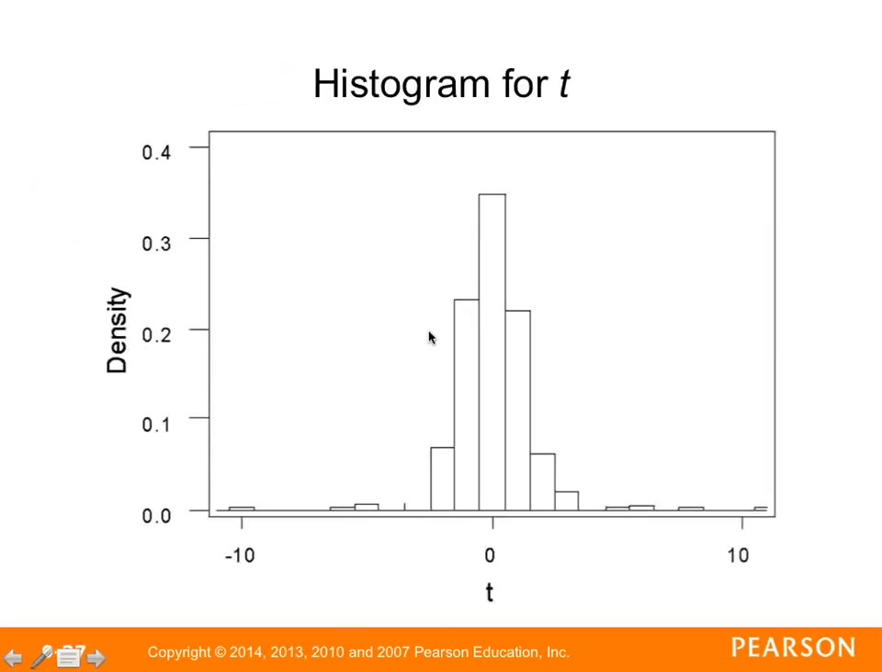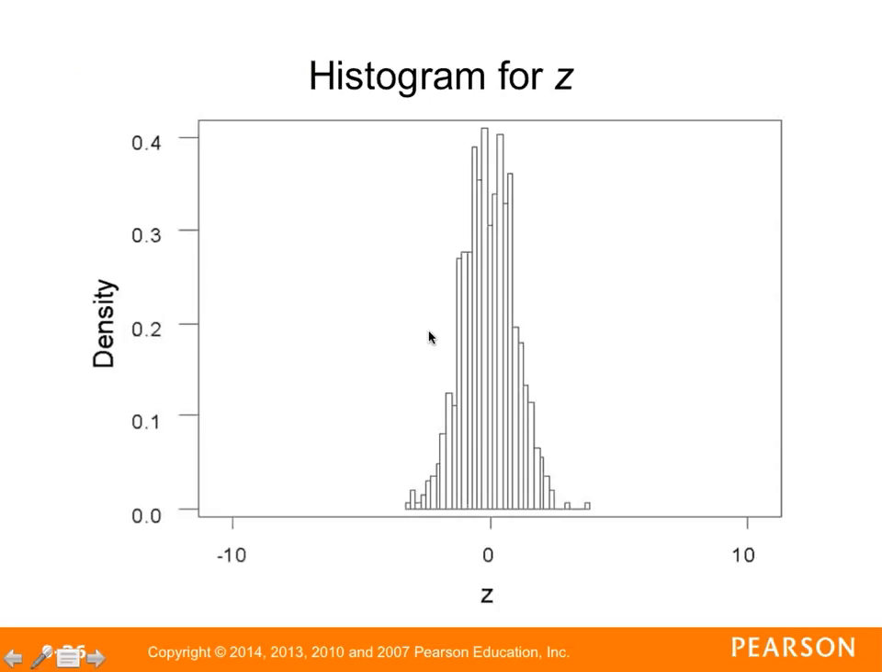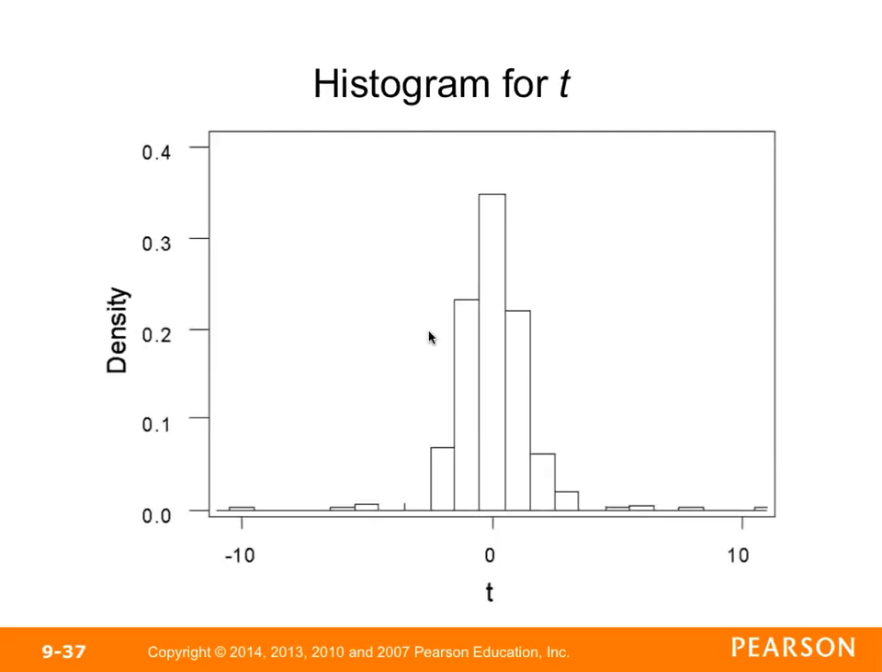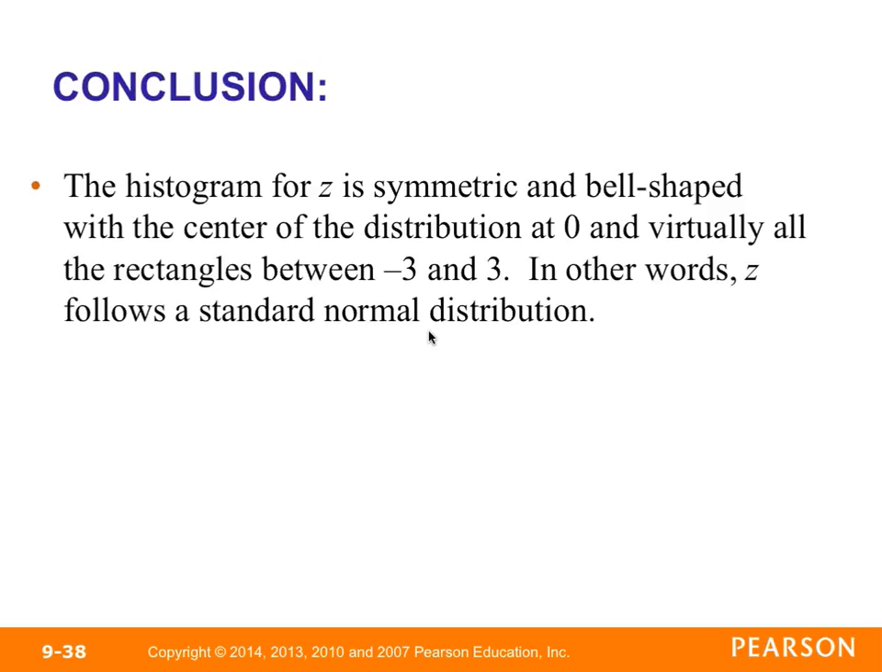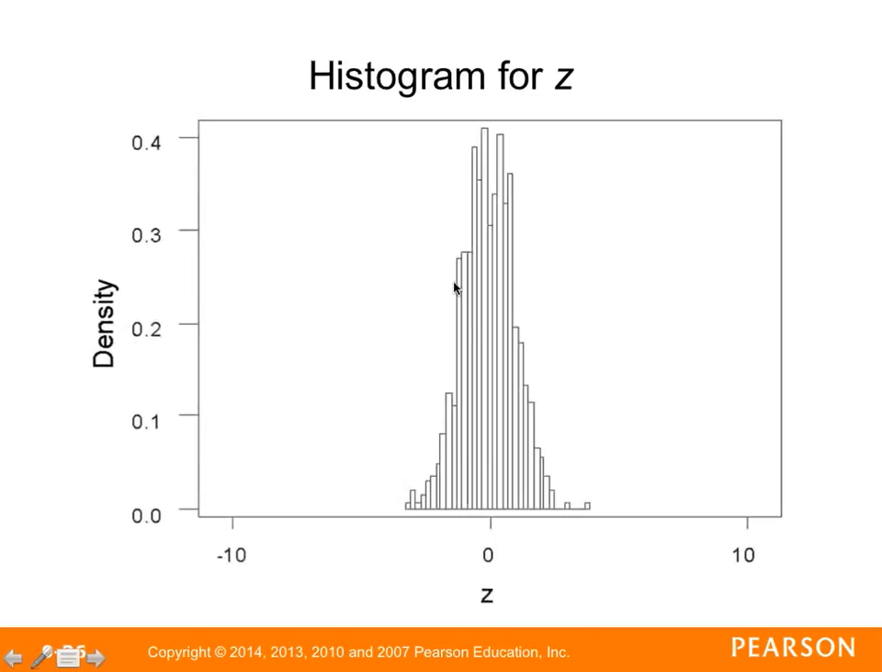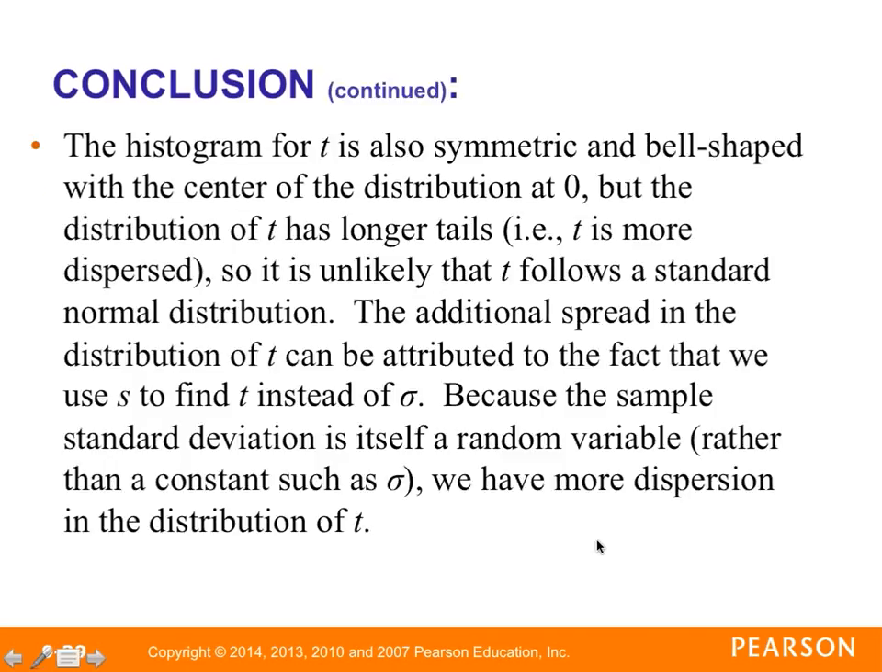Let me give you a second to take this in. Here's our histogram for z and our histogram for t. The conclusions that we can make are that the histogram for z is symmetric and bell-shaped. It follows a normal distribution, and virtually all of the rectangles are between -3 and 3. So if we take a look, this is probably around -3 and 3. And for t, it's also symmetric and also bell-shaped. The center is also at 0.